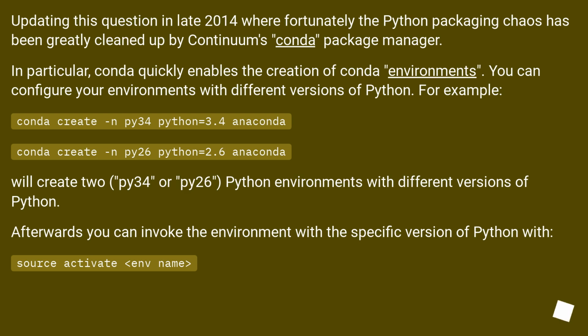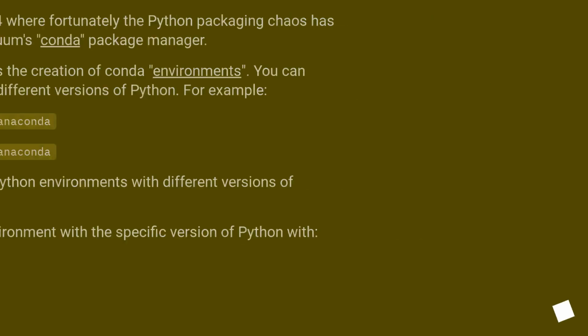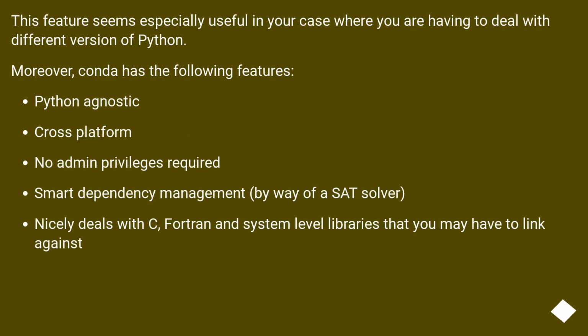For example, conda create -n py34 python=3.4 anaconda. conda create -n py26 python=2.6 anaconda. We'll create two Python environments, py34 and py26, with different versions of Python. Afterwards, you can invoke the environment with the specific version of Python with source activate env_name. This feature seems especially useful in your case where you are having to deal with different versions of Python.